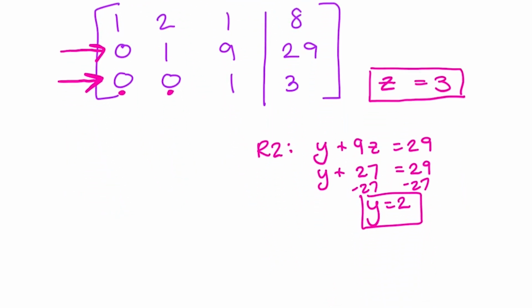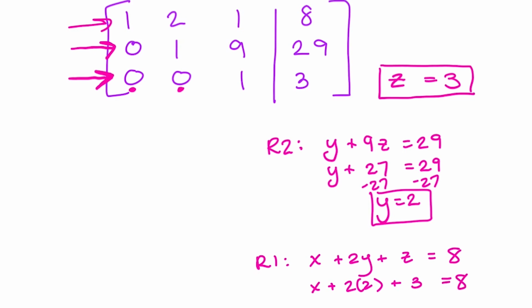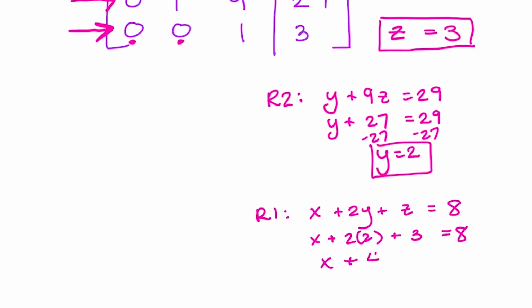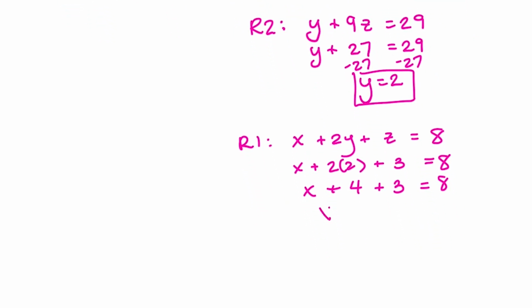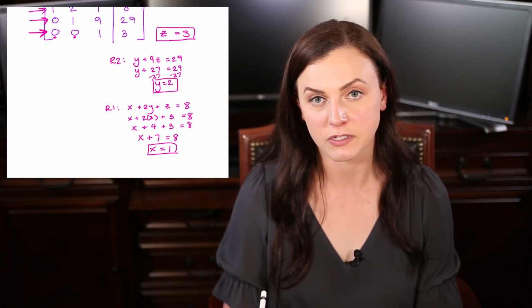Now we can take both of those values and go to row 1, which is our original equation. That is saying that 1x plus 2y plus z is equal to 8. So we'll plug in what we know. That's x plus 2 times 2 plus 3 equals 8. That's x plus 4 plus 3 equals 8. So if x plus 7 equals 8, then x is 1. So the solution to this system is x equals 1, y equals 2, z equals 3.